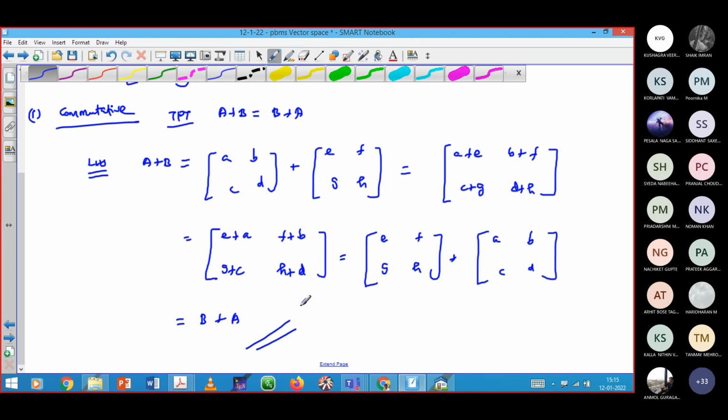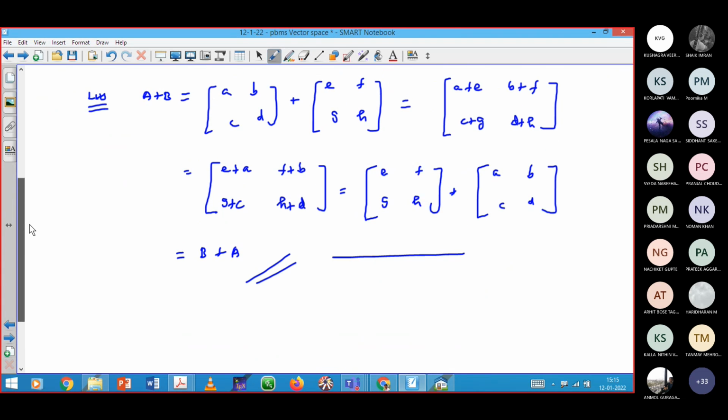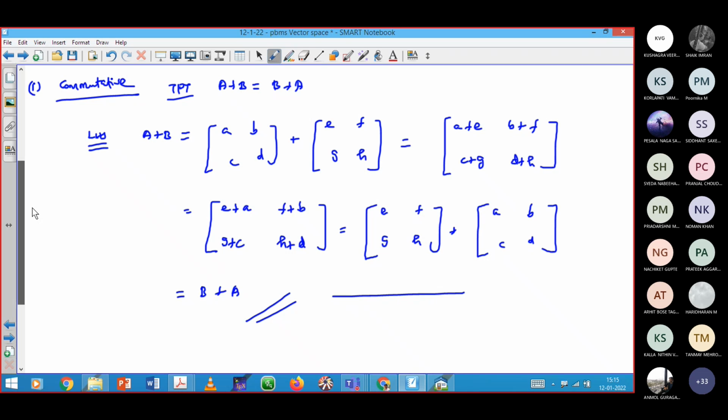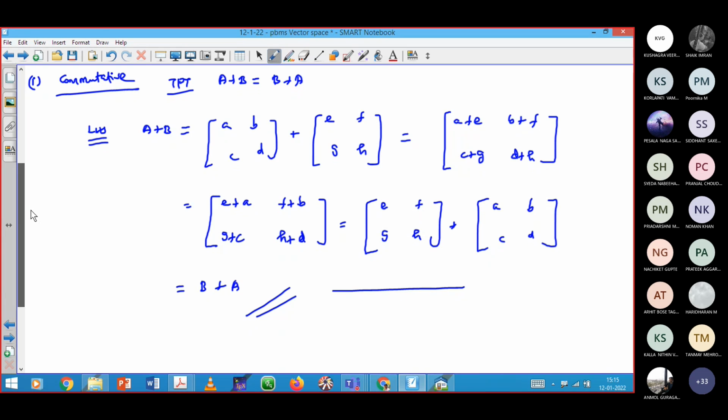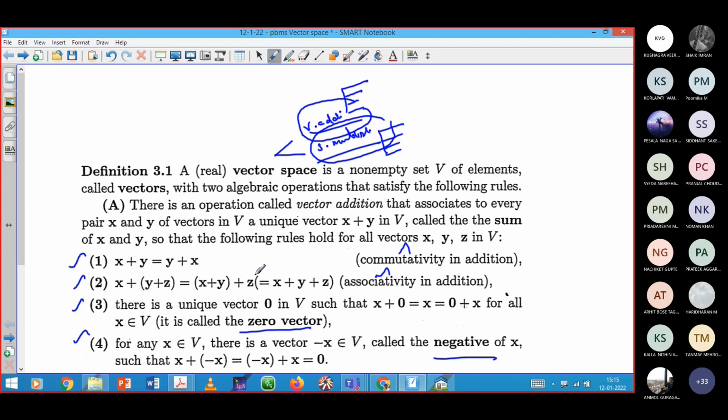So you have proven the commutative axiom is true. You have to write that here: commutative property is true. Have you understood this property proving part? Is it clear? Yes, sir. Okay, because I am not going to follow the same procedure of solving in the next properties, in general, you have to try on your own. That's your task.